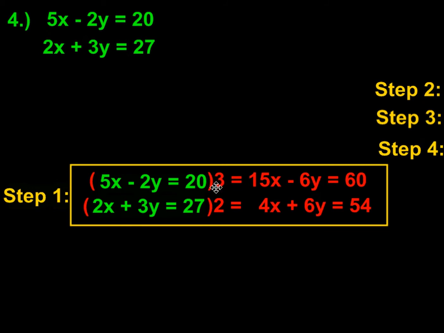But in order to do that, I've got to multiply, in this case, the 3 by everything up here. And when I come down here, I've got to multiply the 2 by everything inside here. So on the top, I'm going to get 15x minus 6y equals 60. On the bottom, I'm going to get 4x plus 6y equals 54. Now my goal in this was simply to get these to be the same number. They already had the opposite signs, and because I have that now, I can move on to step number 2.